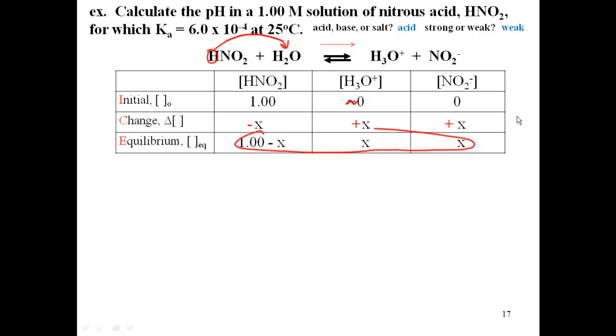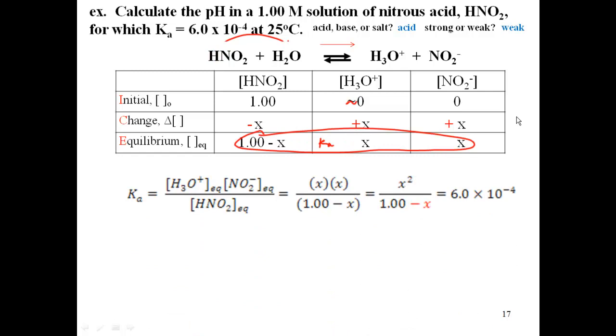Then I need to take these three values and they're related somehow. How is 1 minus X, X, and X related? They're related through Ka. So now I'll set up my Ka expression, which would be my concentration of hydronium at equilibrium times my concentration of nitrite at equilibrium divided by my concentration of nitrous acid. Plug in my values at equilibrium, which are X, X, and 1 minus X, which gets me X squared over 1 minus X. Now I can do the quadratic formula and solve for this, or I can see if I can avoid that and simplify the math.